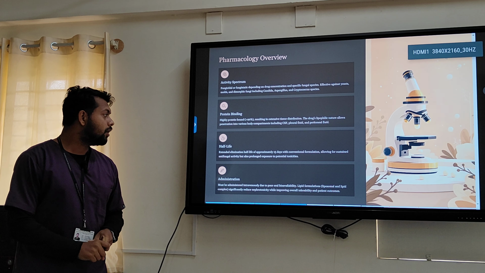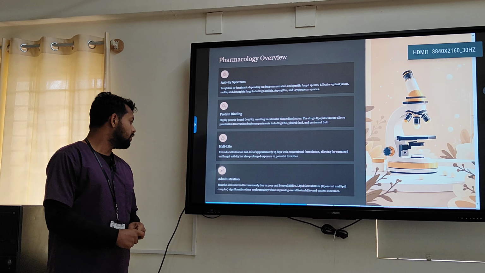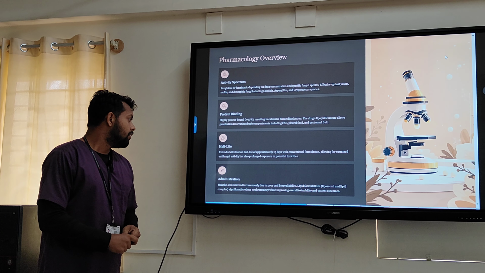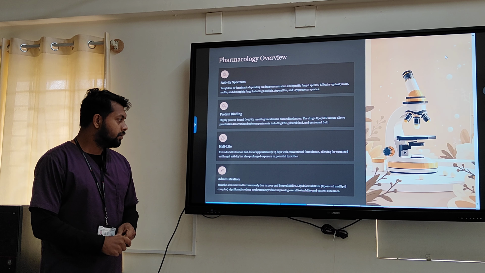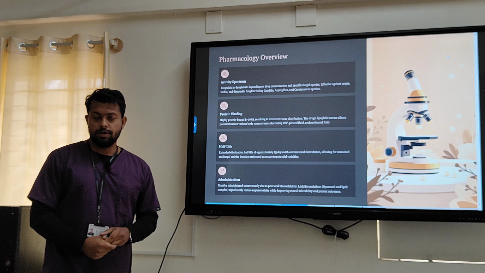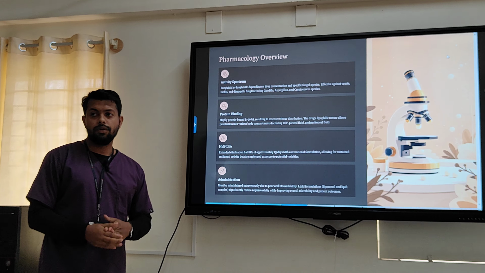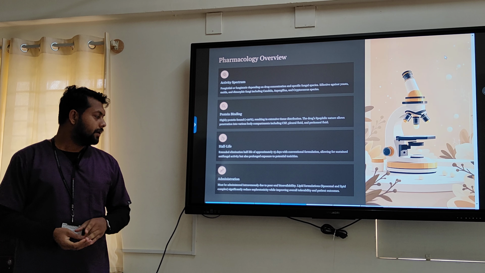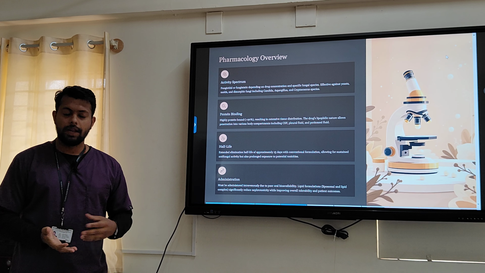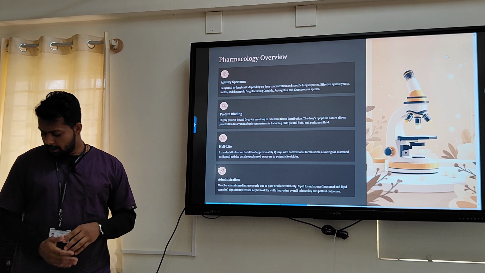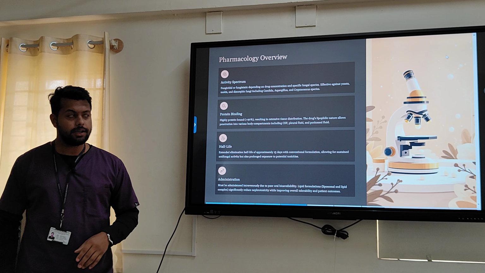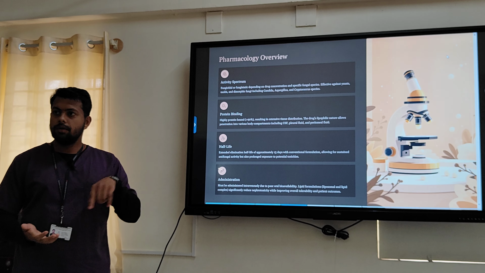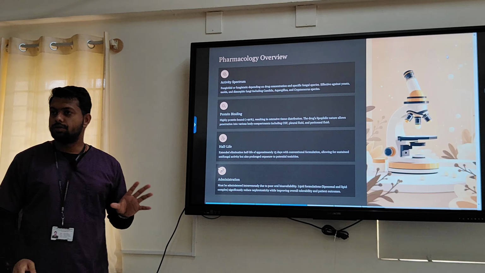And lipid formulations, that is liposomal and lipid complex, significantly reduce the nephrotoxicity while improving overall tolerability and patient outcome. So as I said before, when this drug was invented, at that time it was a conventional form. Later on, for better tolerability and stability, they made the drug in such a way that the outer cover of the drug was lipid soluble.